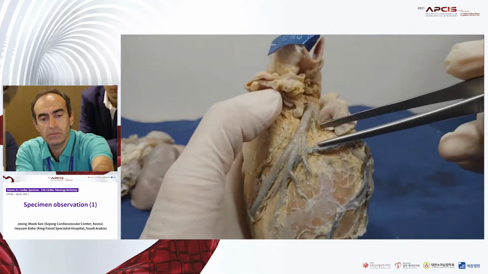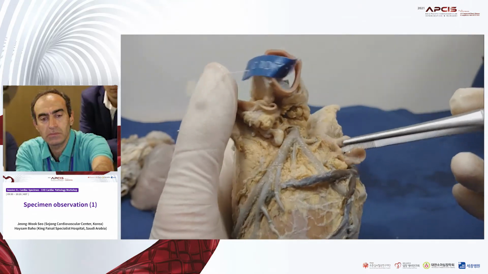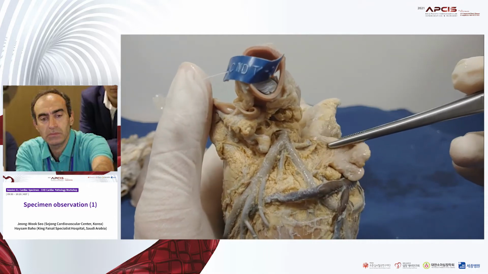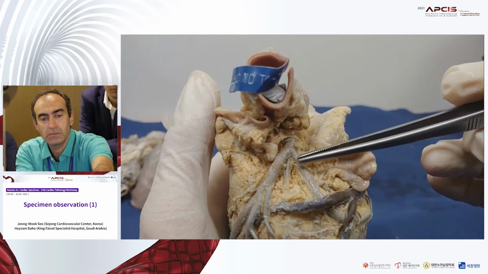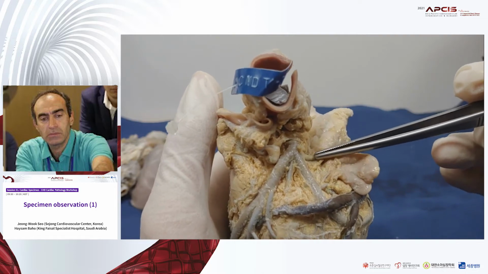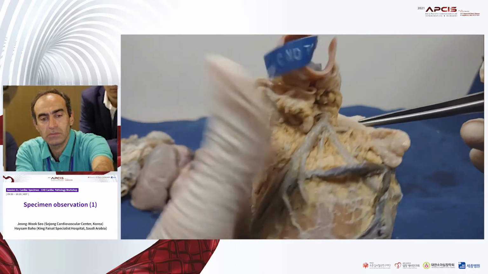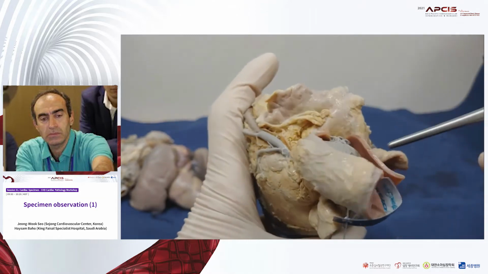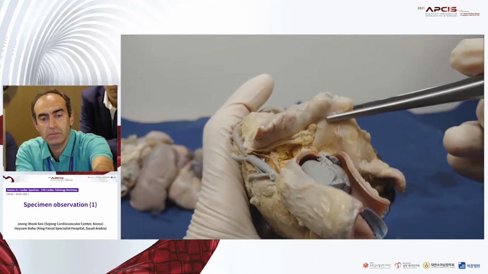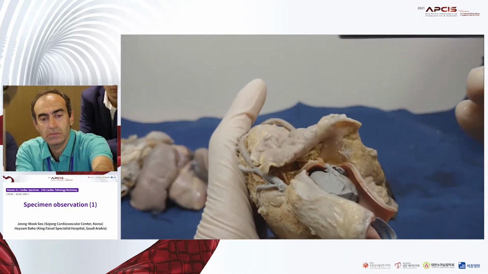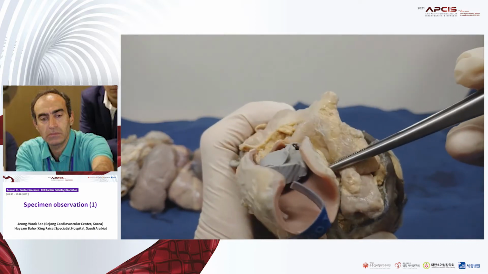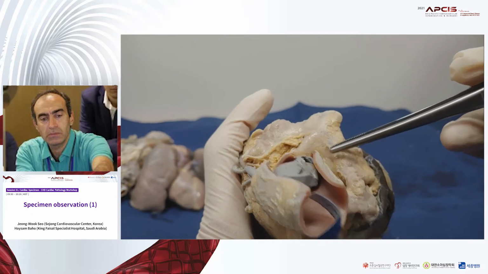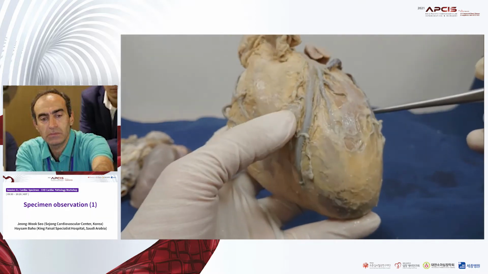There is another important branch that comes from the left main and sometimes from the circumflex, which is the sinus node artery. As you can see, the sinus node is right here in the right atrium, and it can receive supply either from the right coronary artery or the left coronary artery. The distance is similar, so it can have two variations.